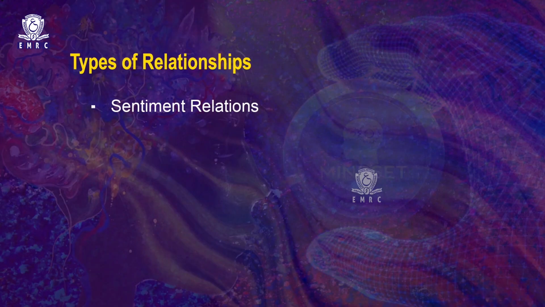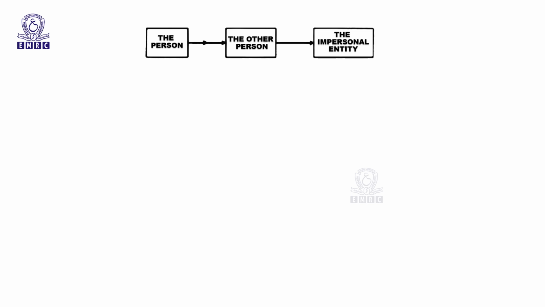One is sentiment relations and the second is unit relations. What are sentiment relations? The sentiment or linking relations include all forms of sentiments, and the unit relations express the fact that two elements are perceived as belonging together, as one unit. Both sentiment relations and the unit relations can be positive, and both can be negative as well. Please look at the chart. So, you are seeing the chart before you. There are three components: the person, the other person and the impersonal entity or the object.